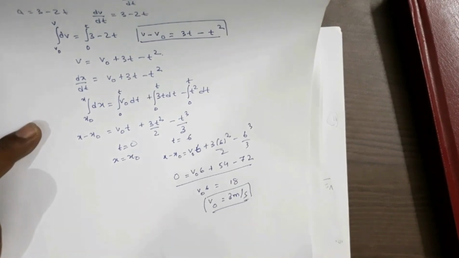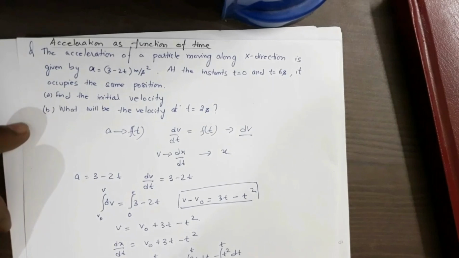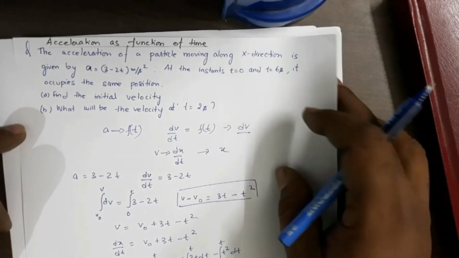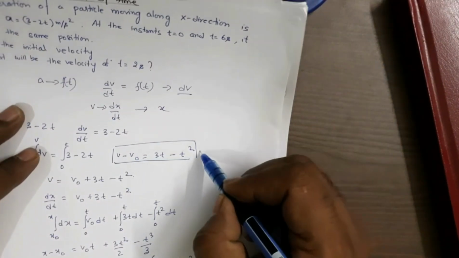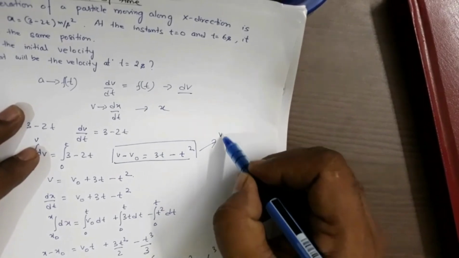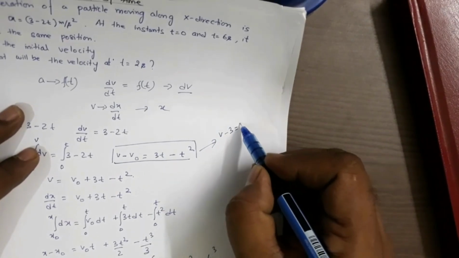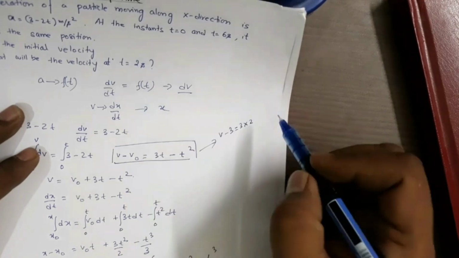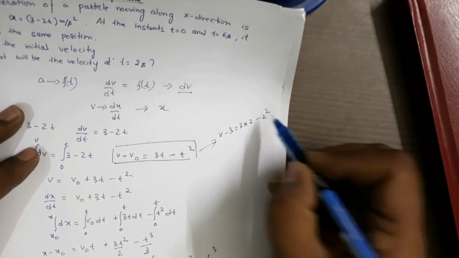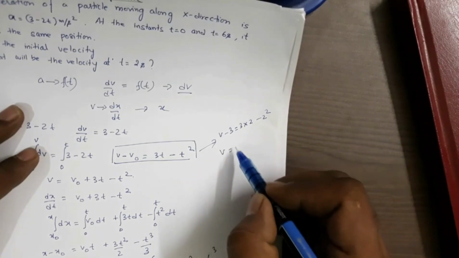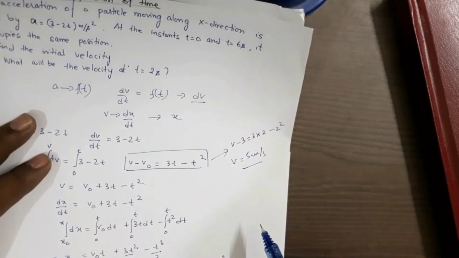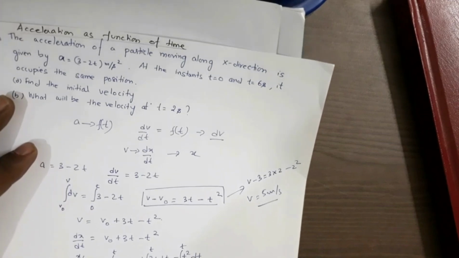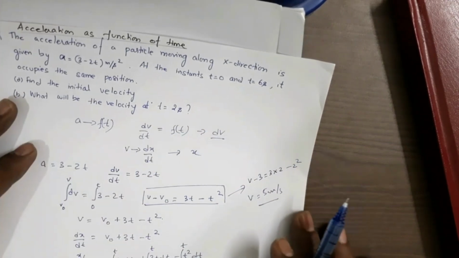So v naught equal to 3 meter per second is the initial velocity. That is the first part of the question. Then it is asked what will be the velocity at t equal to 2 seconds. Using this equation, v minus 3 is equal to 3 into 2, time is 2 second, minus 2 square. So v is equal to 5 meter per second. This is the velocity at t equal to 2 second. So this is how you have to proceed with questions where acceleration is given as a function of time.